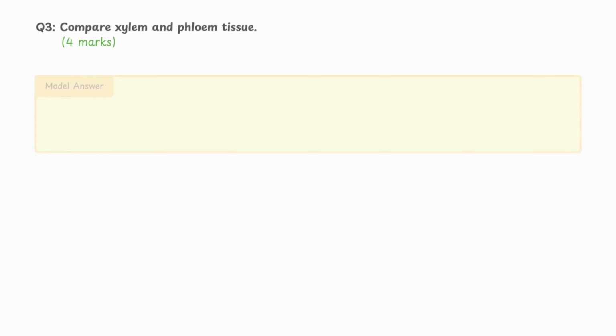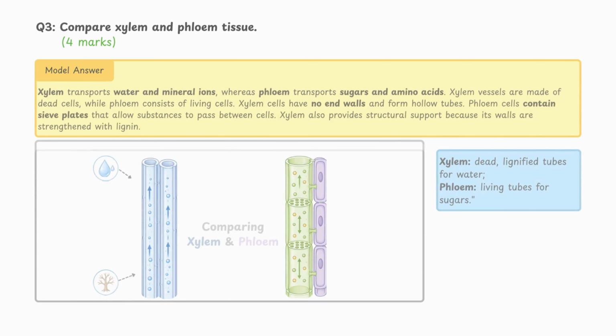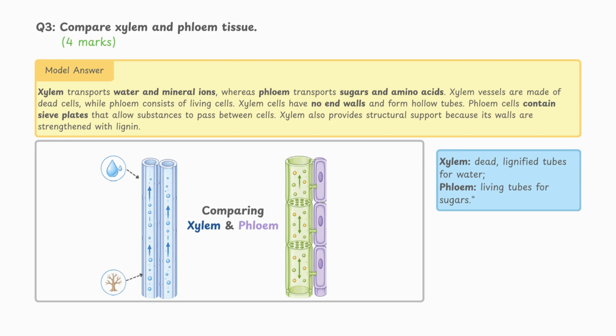And lastly, question number 3. Compare xylem and phloem tissue. Xylem transports water and mineral ions, whereas phloem transports sugars and amino acids. Xylem vessels are made of dead cells, while phloem consists of living cells. Xylem cells have no end walls and form hollow tubes. Phloem cells contain sieve plates that allow substances to pass between cells. Xylem also provides structural support because its walls are strengthened with lignin.